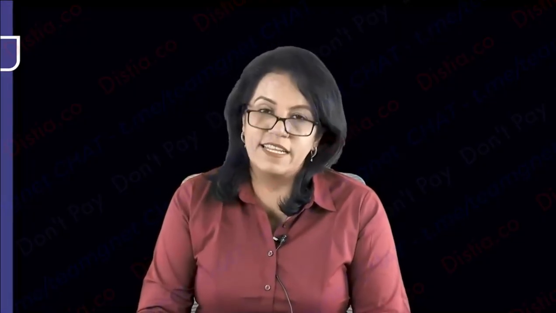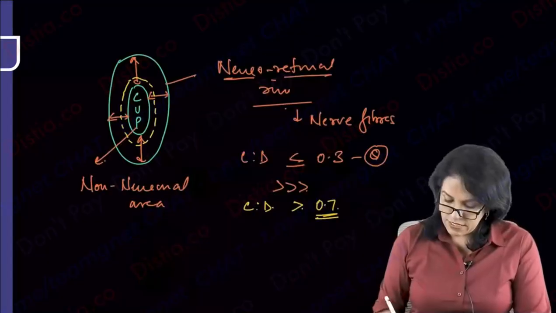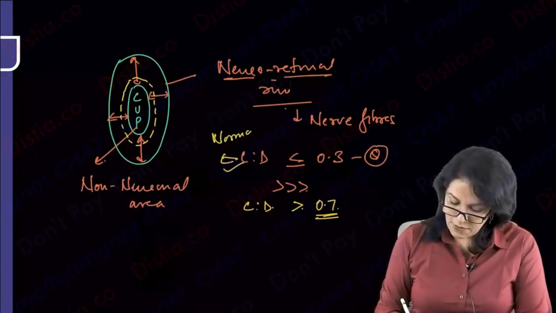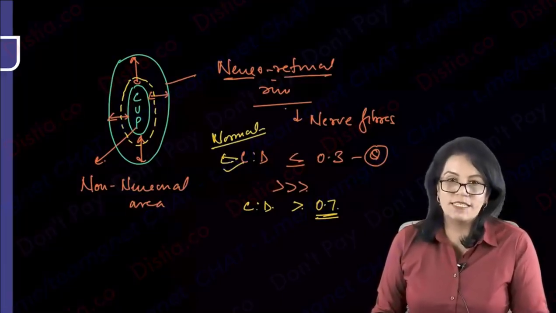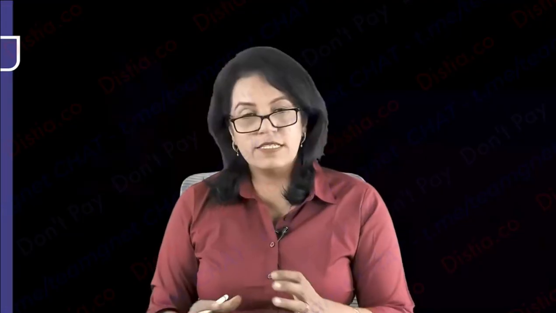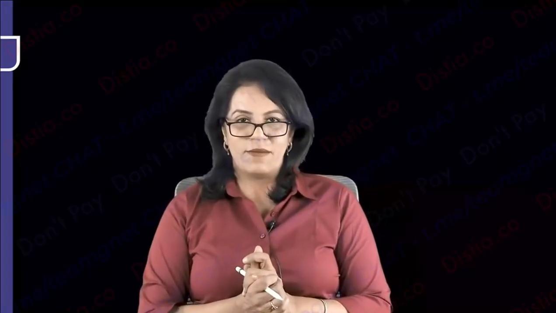To be very honest, if it is anything more than 0.3, ideally it should be tested. Suppose the question they ask you is which is the normal CD ratio, we will always say the normal CD ratio will be less than or equal to 0.3. But we are suspecting glaucoma, or we are worried, when we find a CD ratio of anything more than 0.6 or 0.7. Both are correct. Am I now clear?